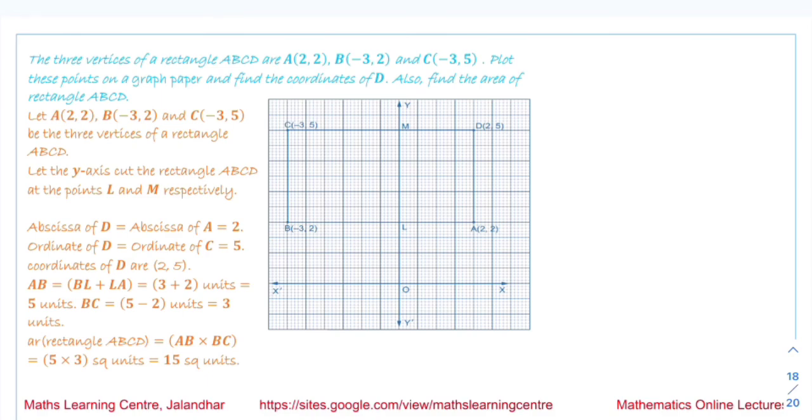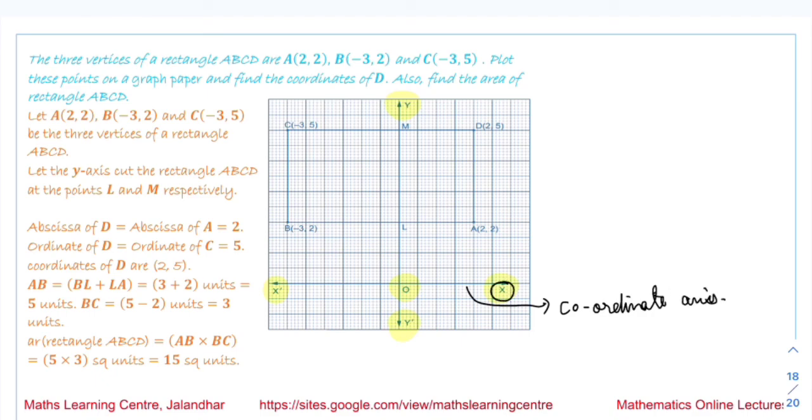Similarly in the next question, the 3 vertices of a rectangle are given. It is not the square now, it is the rectangle, and we have to find the 4th vertex. So the points A, B and C are given. So we adopt the same procedure. First of all we mark x-axis, origin and y-axis. Then we have drawn the coordinate axis.